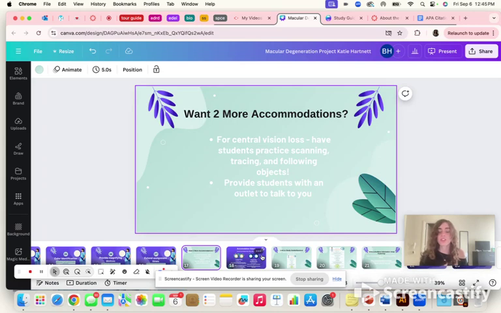For central vision loss, you can have students practice scanning, tracing, and following objects. And you can also provide students with an outlet to talk to you. I really like this one because we did talk about emotional difficulties that students may have earlier. I think providing them with either a little box, a letter box, to write out how they're feeling to you would be such a great way to help those students.